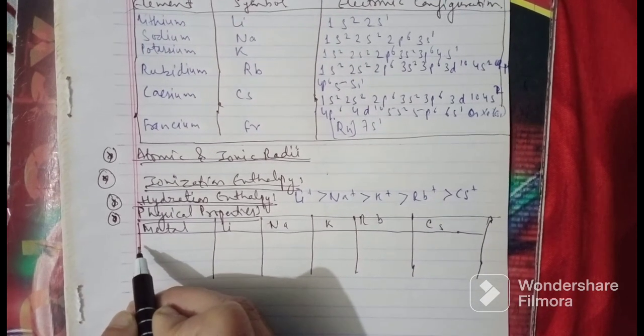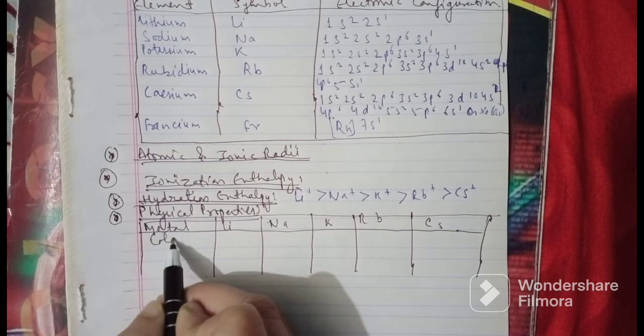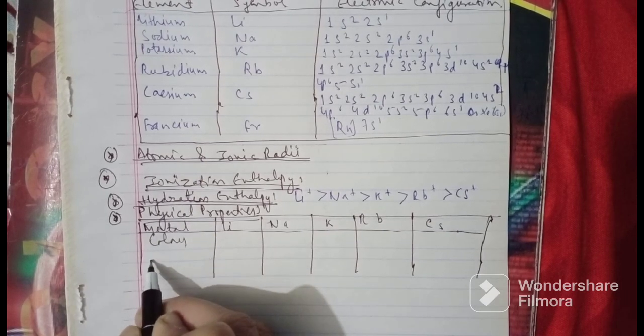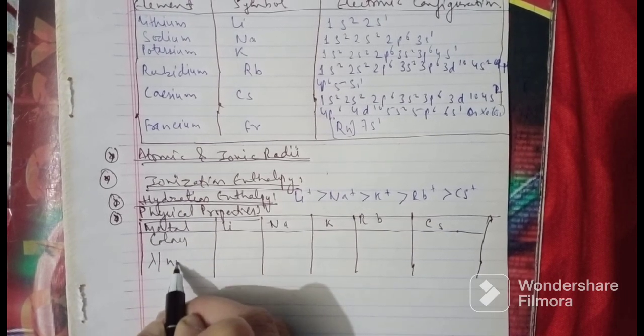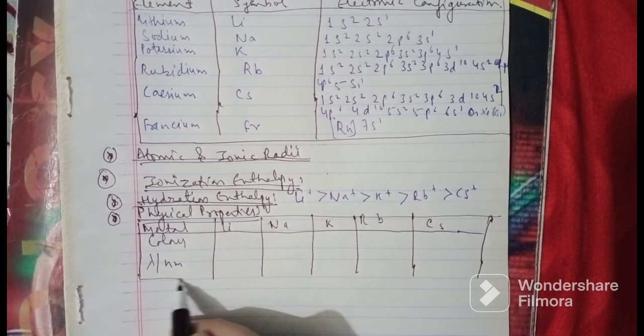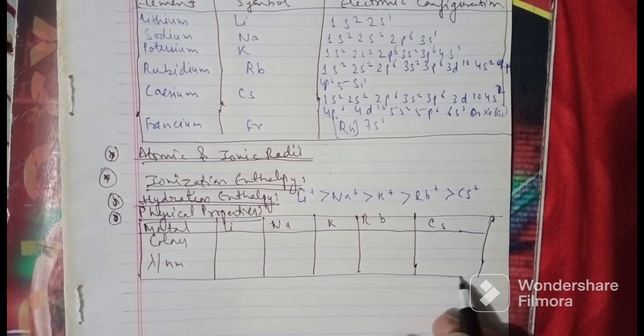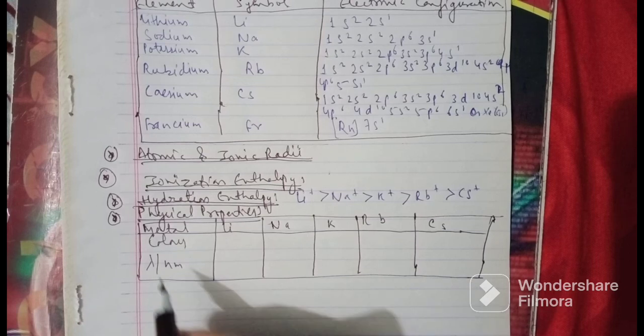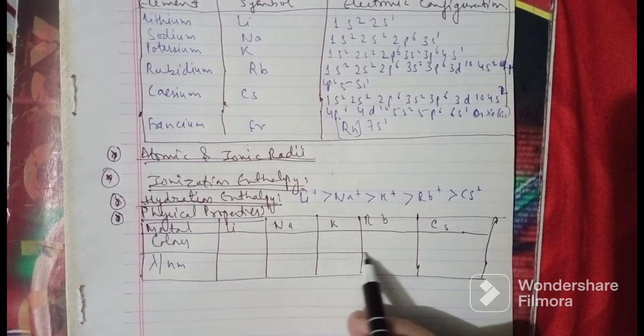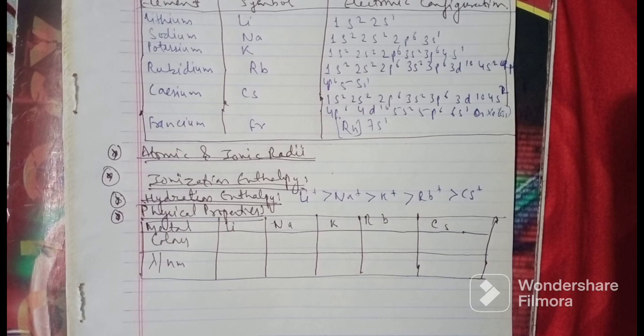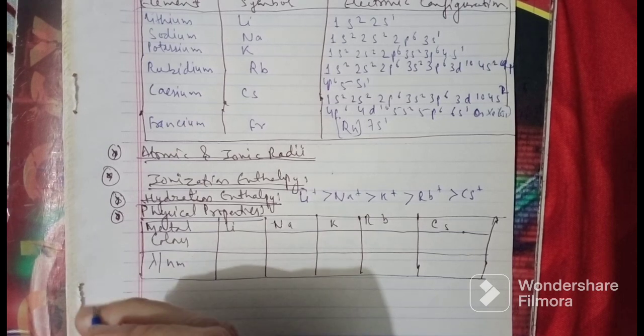The first we have is color. Second, we discuss the flame colors. The color we have for lithium is crimson red.